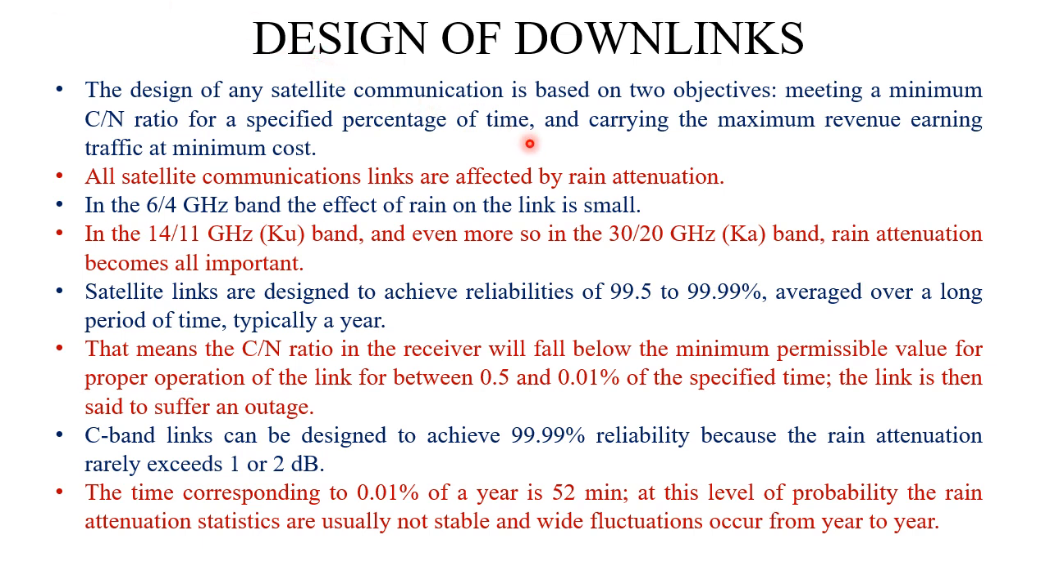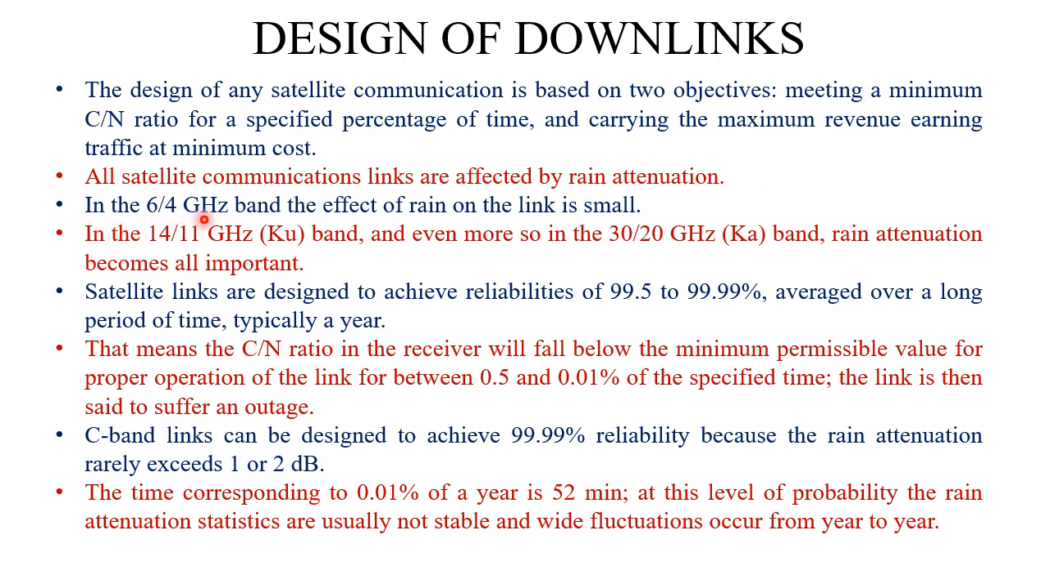Design of downlinks. Let me read out all these points. These are very crucial points. The design of any satellite communication is based on two objectives: meeting a minimum C by N ratio for a specified percentage of time and carrying the maximum revenue earning traffic at minimum cost. All satellite communication links are affected by rain attenuation.